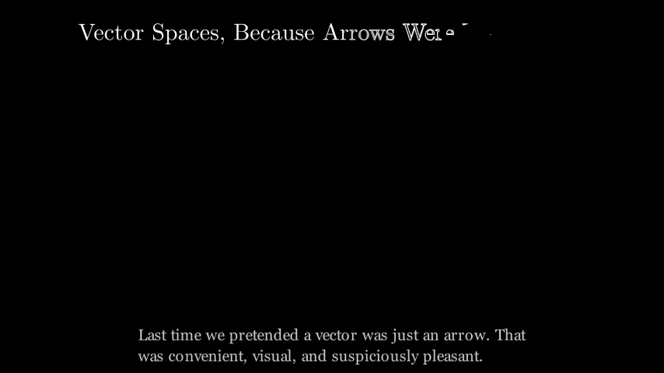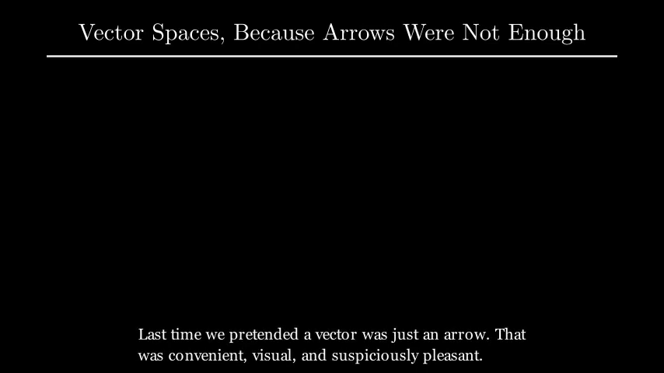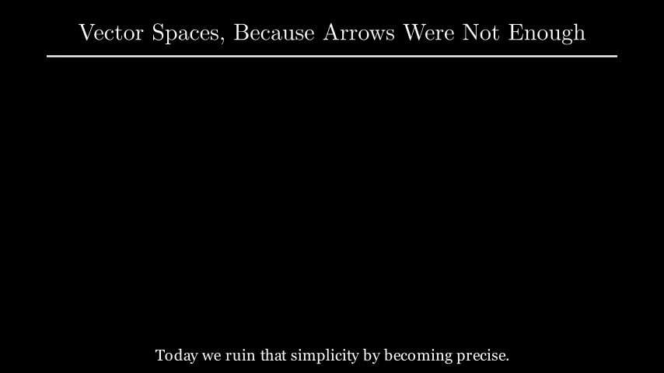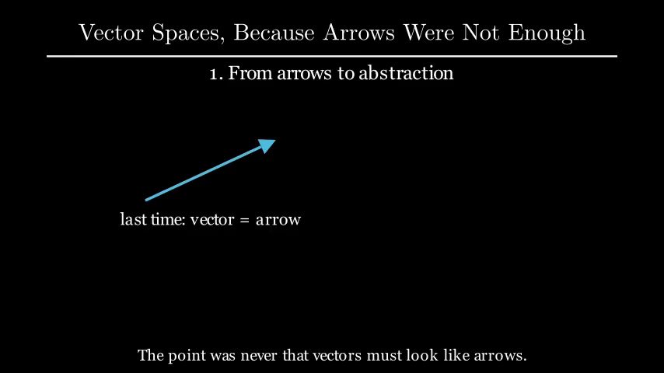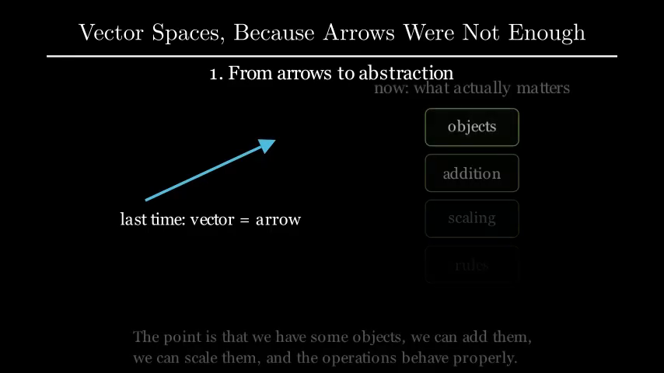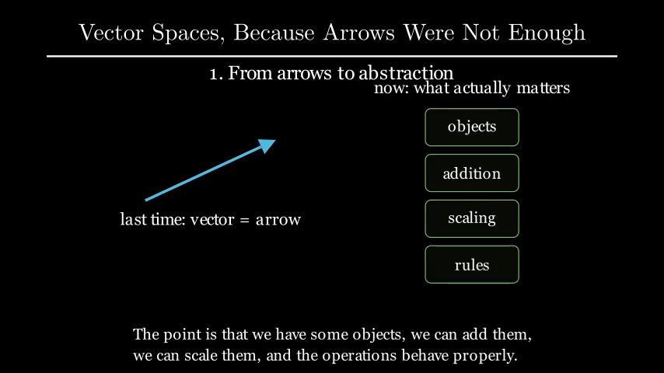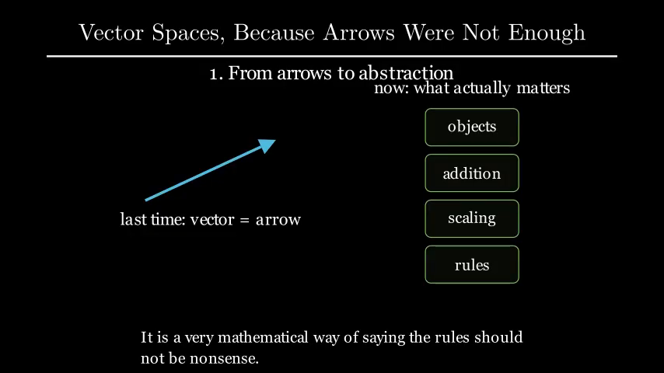Last time we pretended a vector was just an arrow. That was convenient, visual, and suspiciously pleasant. Today we ruin that simplicity by becoming precise. The point was never that vectors must look like arrows. The point is that we have some objects. We can add them, we can scale them, and the operations behave properly. It is a very mathematical way of saying the rules should not be nonsense.